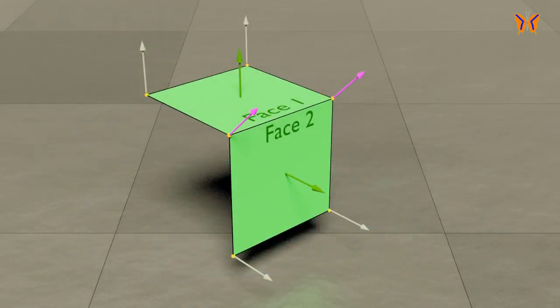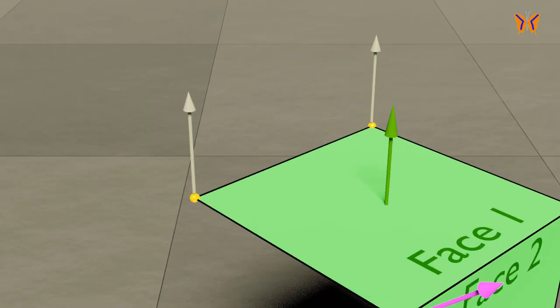A vertex also has a normal pointing in the direction that is an average of the normals of the surfaces that the vertex belongs to. In this example, these two vertices belong to face 1 only, therefore, their normals point in the same direction as the normal of face 1.